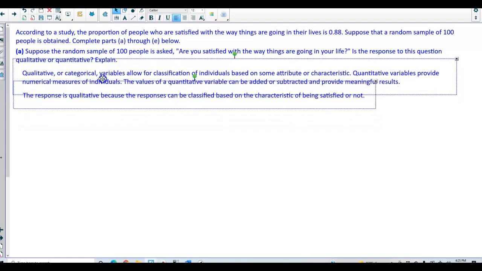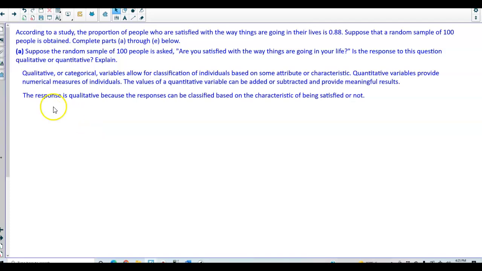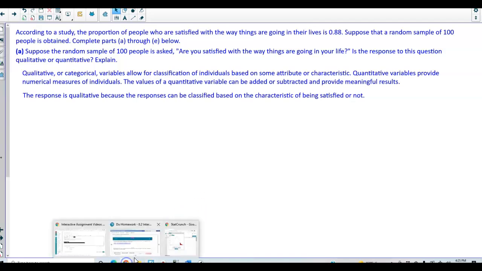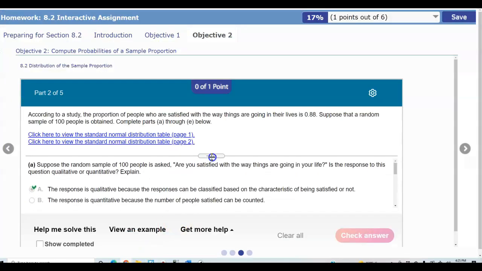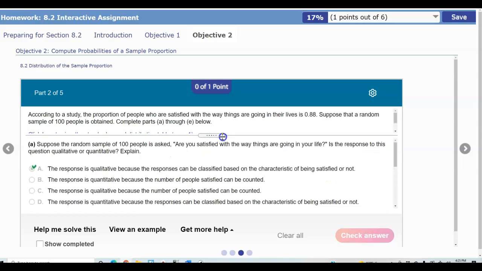Let's go over the definition of what qualitative and quantitative variables are. Qualitative or categorical variables allow for classification of individuals based on attribute or characteristic. Quantitative variables provide numerical measures of individuals. The values of a quantitative variable can be added or subtracted and provide meaningful results. In this case, the response is qualitative because the responses can be classified based on the characteristic of being satisfied or not. So therefore, our answer is going to be part A.